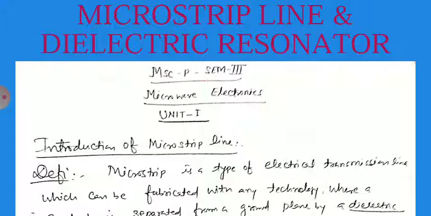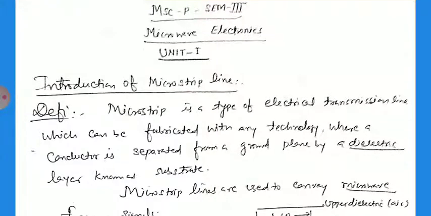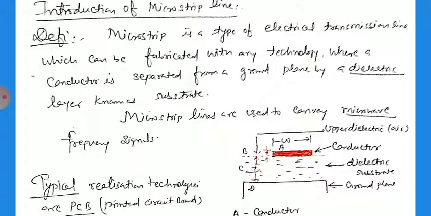The microstrip line is a type of electrical transmission line which can be fabricated with any technology where a conductor is separated from a ground plane by a dielectric layer, called a substrate. It is just like an arrangement of a conducting sheet separated by a dielectric medium, also known as the substrate, and in between these two there will be the transmission of the energy, so it is called the microwave strip line. Microstrip lines are used to convey microwave frequency signals.